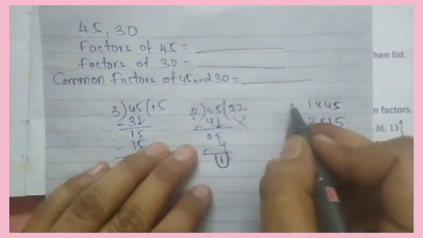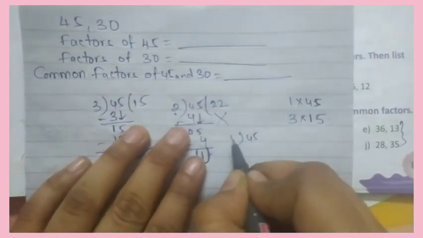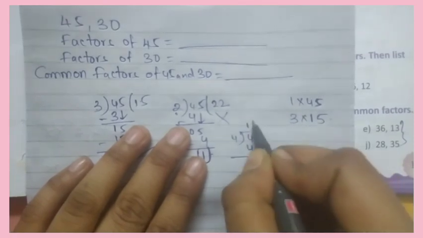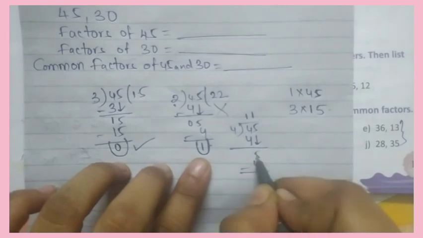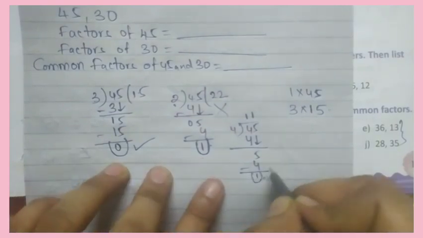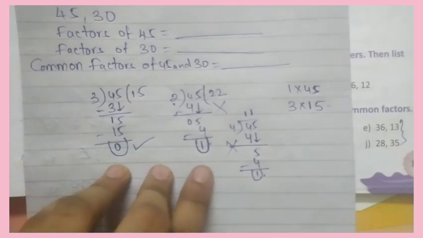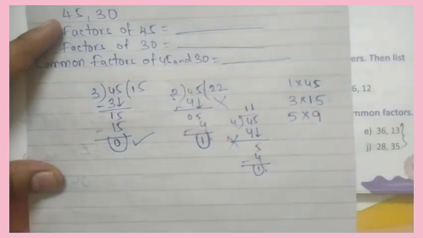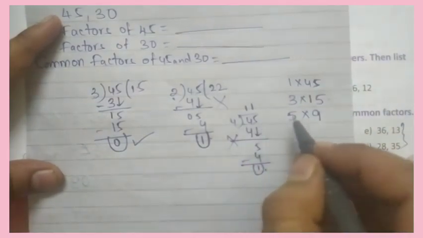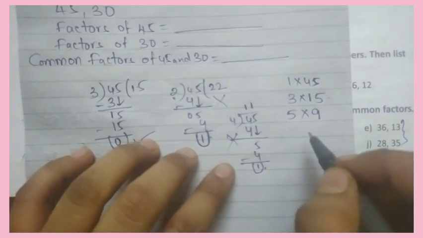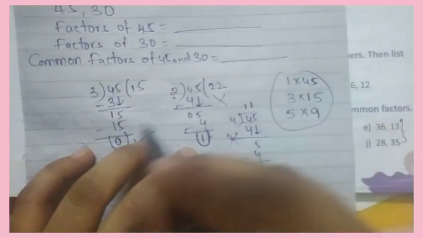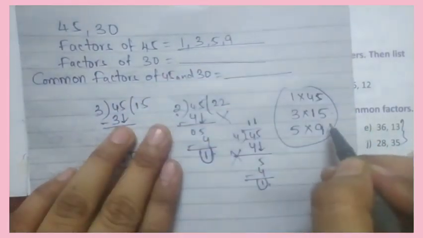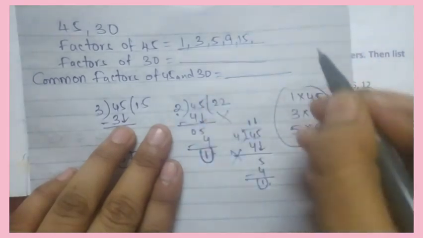Next, 4 table. 45 divided by 4. 4 ones are 4 and 5 will be written here. 4 ones are 4, 5 minus 4 is 1. We got remainder 1, so 45 is not divisible by 4. Okay, next 5. Yes, 5 9s are 45. 6 table, no, we will not get 45 in the 6 table. 7, no. 8, no. 9 already completed. These are the factors of 45: 1, 3, 5, 9, 15, 45.